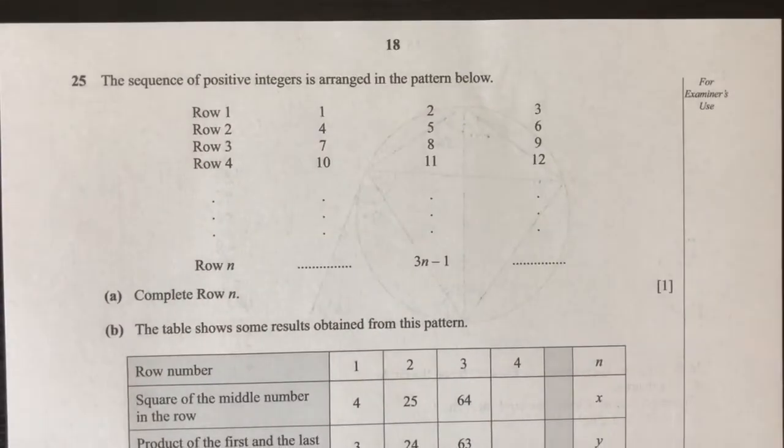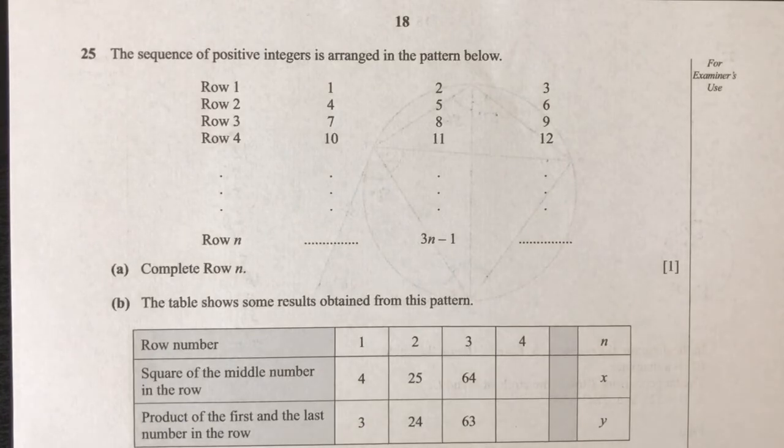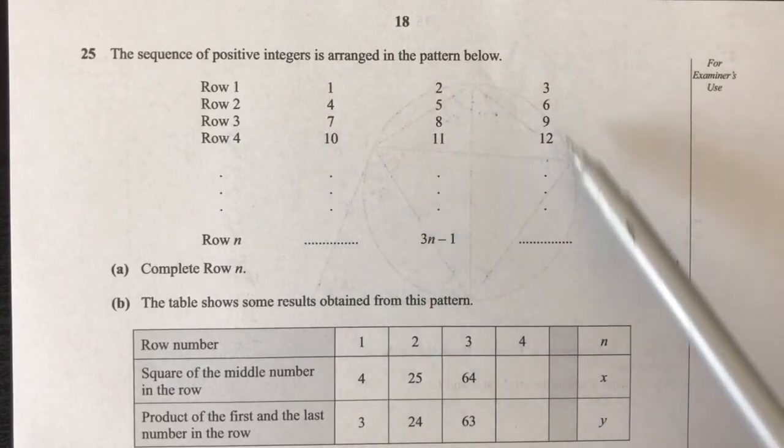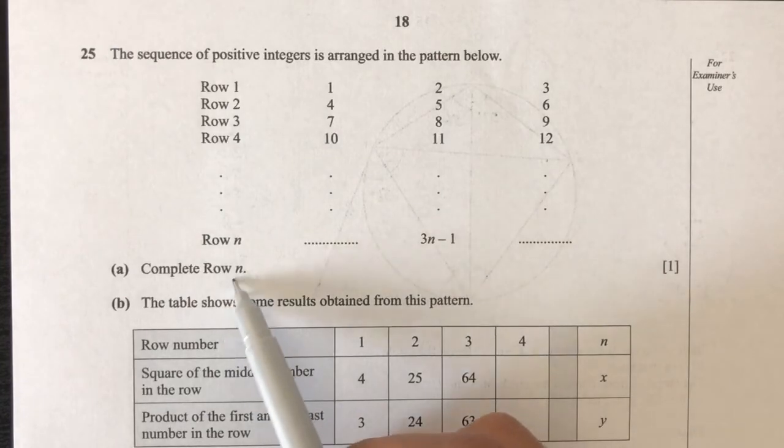Moving on to question number 25. The sequence of positive integers is arranged in the pattern below. So we have 1, 2, 3. As you can see, it goes on and on. Now, complete the row n.